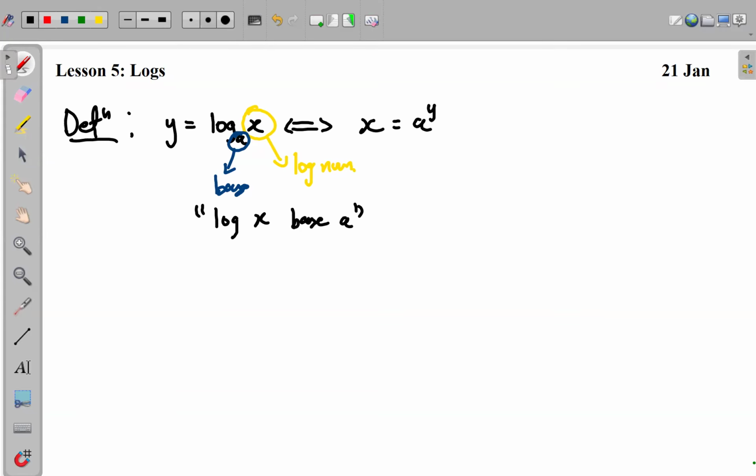So y is defined as log x base a if and only if you can write in exponential form that x is equal to a to the power y. Now, there are some restrictions that surround this definition. The first restriction to note is that we want a to be always positive. The base should always be positive.